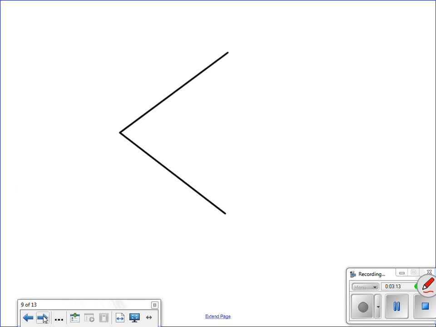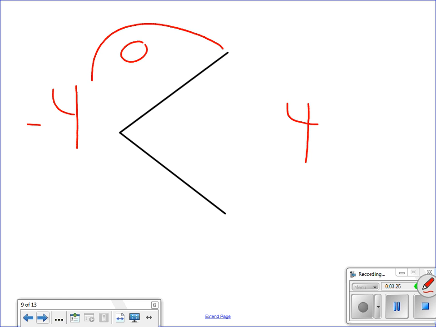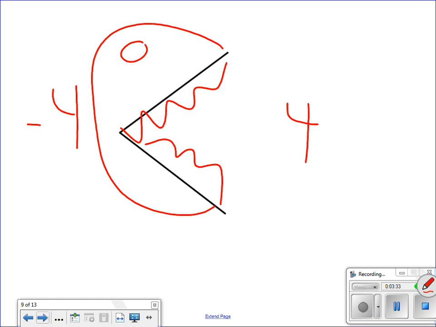Next thing I'm going to show you, you're going to have some greater than or less than. Let's say I have negative 4 is less than a positive 4, okay? Well, I've always kind of thought of this as a Pac-Man, okay? That's one way to look at it. Some people look at it as crocodile teeth, alligator teeth, okay? Whatever helps you remember how to look at these problems.